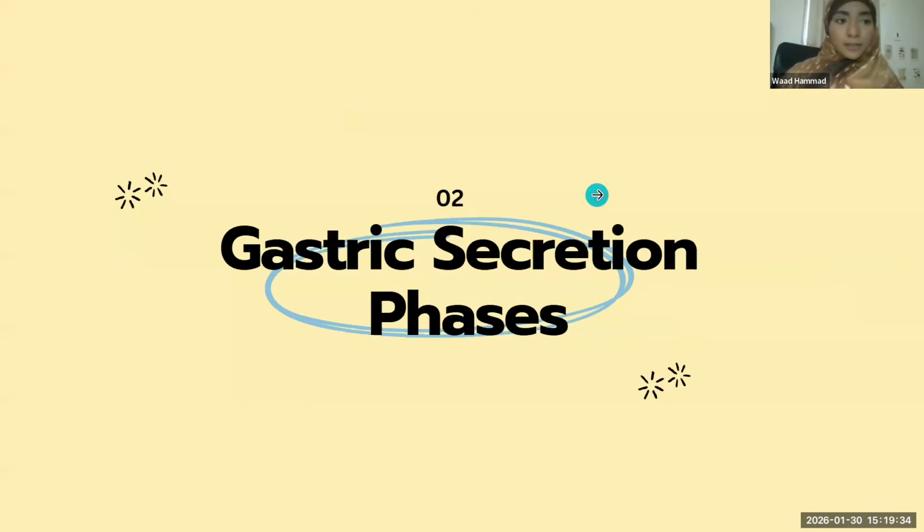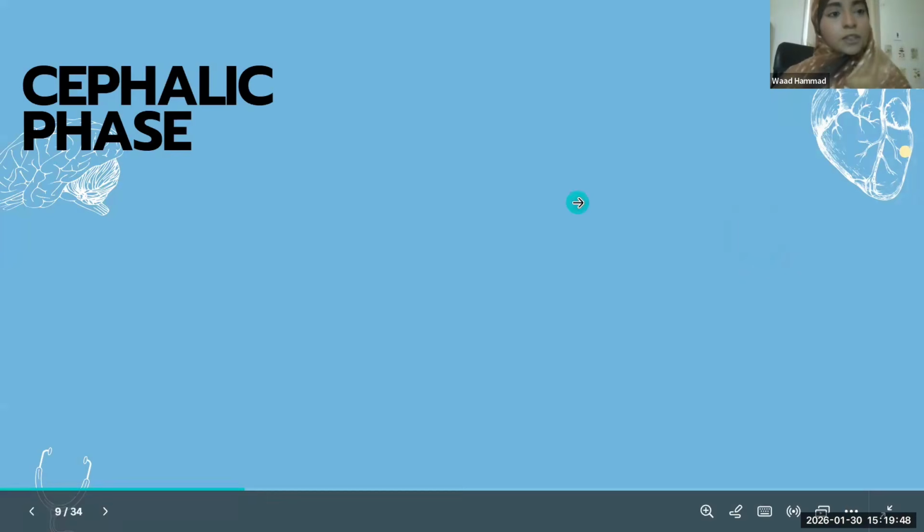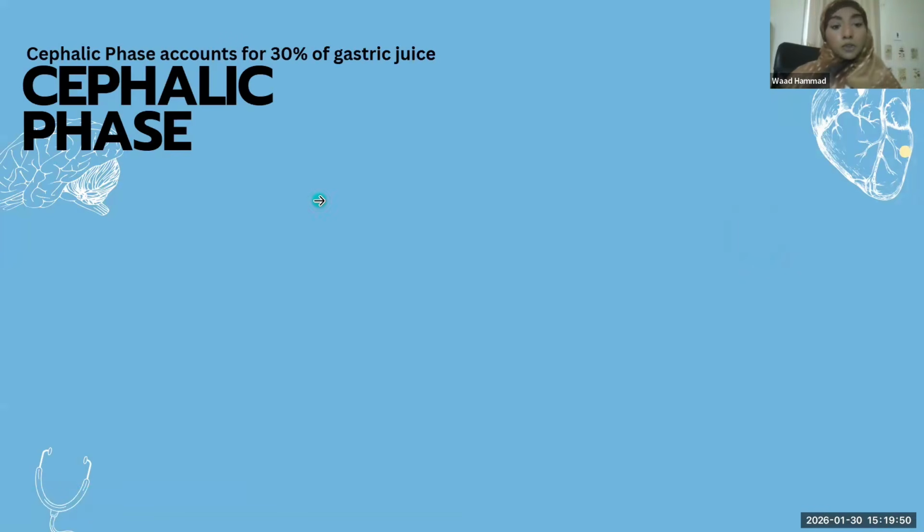Now, this is a little bit heavy, so if you feel confused at any moment, feel free to stop me or ask any questions, and we'll get right into it. So our first phase is the cephalic phase. I think you guys already took a lecture on this, but I will still go through it just in case. So the cephalic phase accounts for 30% of the gastric juice in our body.